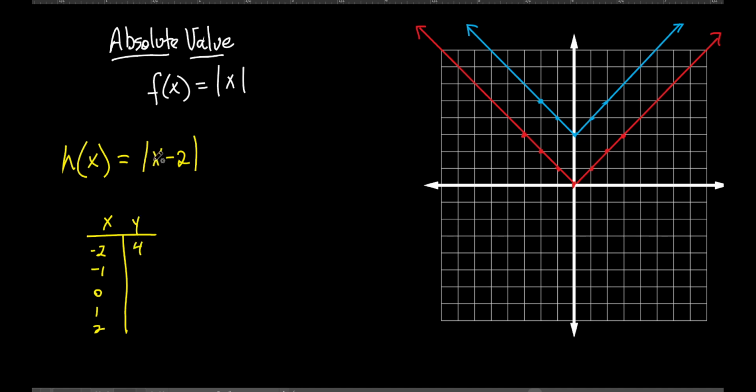Put a negative 1. Negative 1 minus 2 is negative 3. Absolute value is 3. 0: absolute value of negative 2 is 2. Put a 1 in there. 1 minus 2 is negative 1. What's the absolute value of negative 1? It's 1. Put a 2 in there. 2 minus 2 is 0. Actually, we need some more points, don't we? Let's put a 3 and a 4 in here. 3 minus 2 is 1. Absolute value is 1. Put a 4 in there. 4 minus 2 is 2. Absolute value is 2. And you see, it just keeps on going, right?